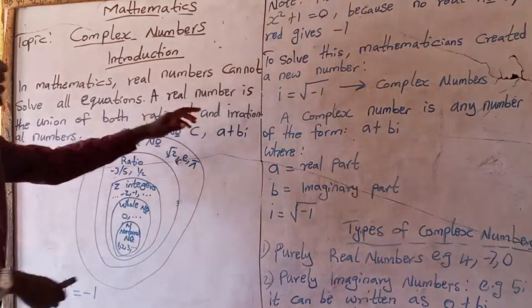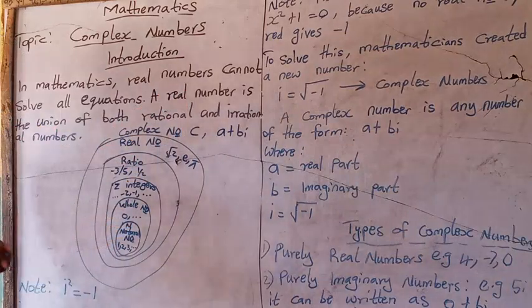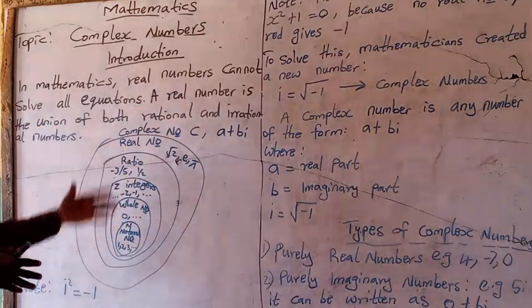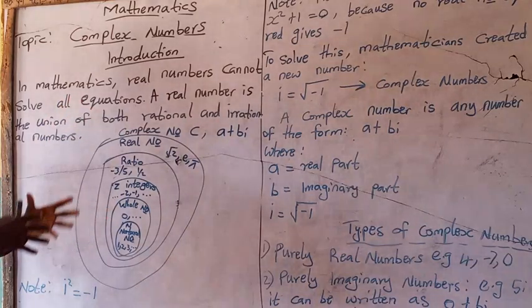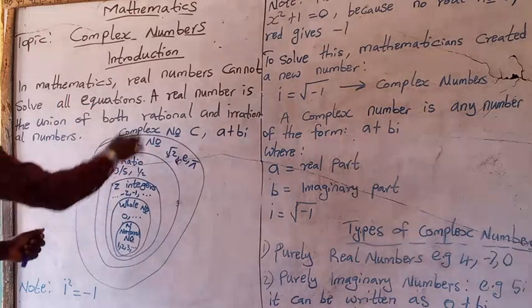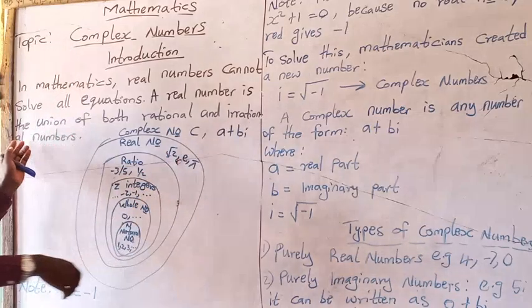Okay? That is the definition of a real number, because we need to know what a real number is first before we talk about complex numbers, because these two things are not the same. They are different. A real number is the union of both rational and irrational numbers.